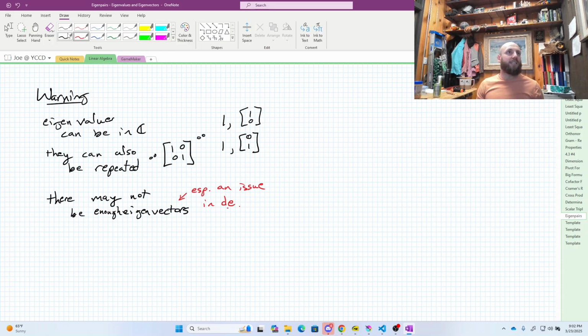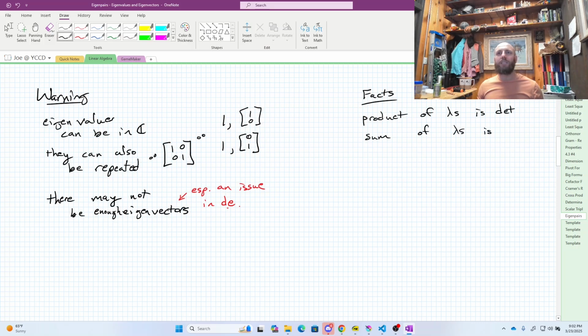Okay. Last couple of things, just some kind of clean up some facts here. The product of the lambdas of the eigenvalues is the determinant of the matrix, and the sum of the lambdas is the trace of the matrix. I don't have much occasion to use these two facts, but they're just facts that you maybe ought to know. The book asks you a couple questions about these, so you just know that they're in there. And then there's a couple of more facts.